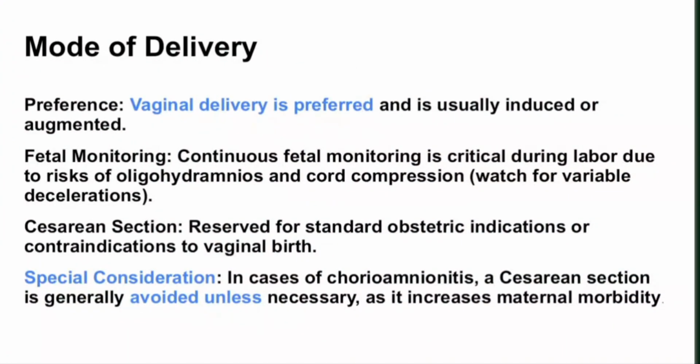The preferred mode of delivery is vaginal delivery, which is usually induced or augmented. The induction depends on our Bishop score, as we've mentioned earlier. For fetal monitoring, we need to continuously monitor the fetus during labor to reduce the risk from oligohydramnios and cord compression, and we also need to watch for variable decelerations. Cesarean section is reserved for standard obstetric indications or any contraindications to vaginal delivery.